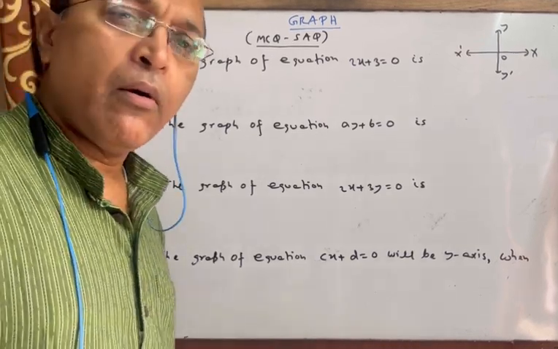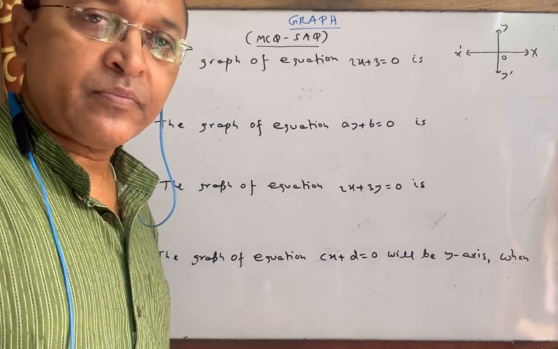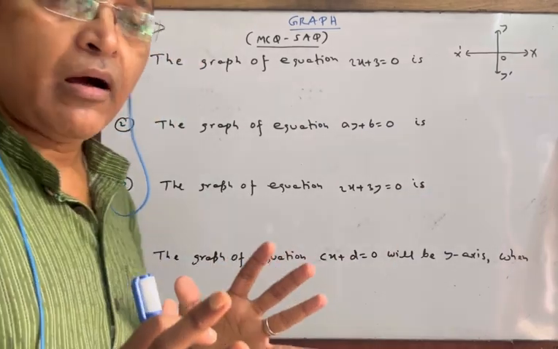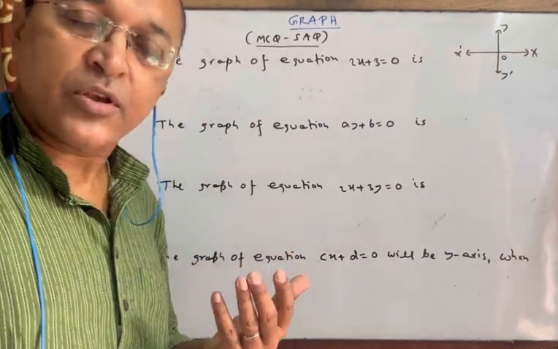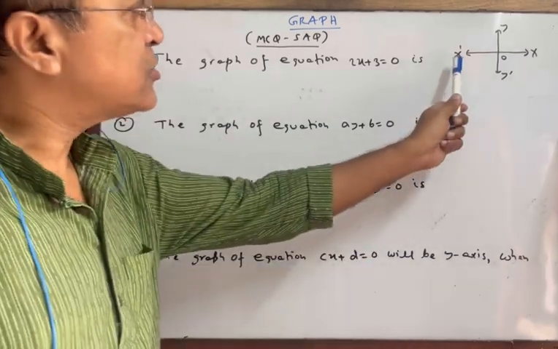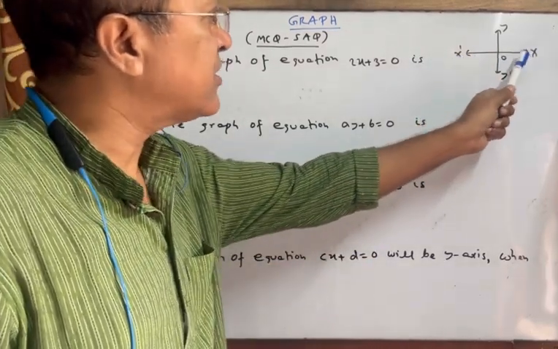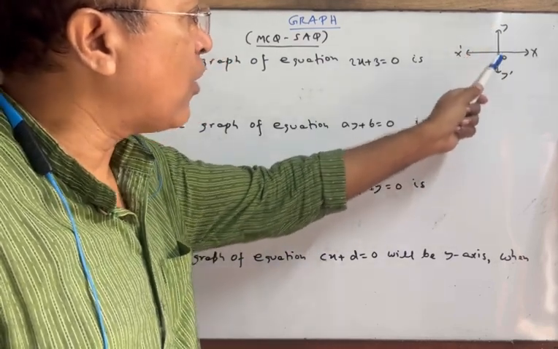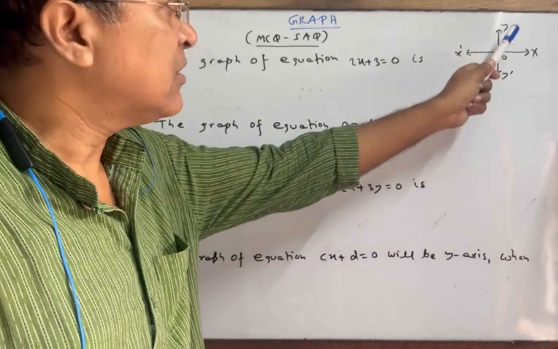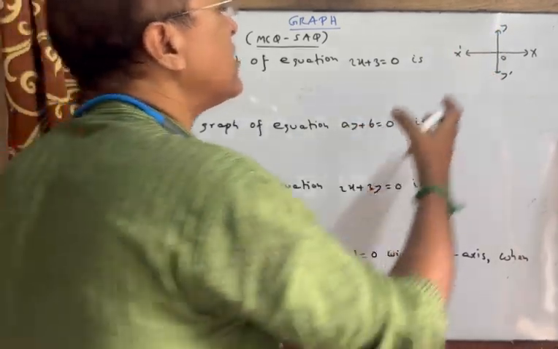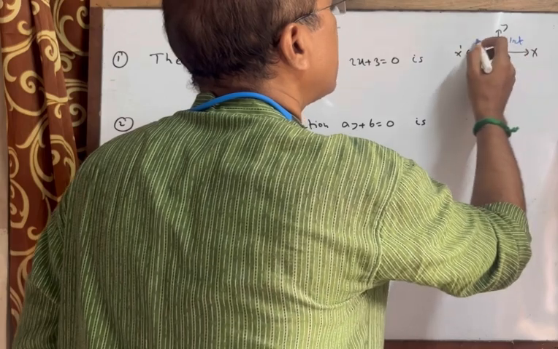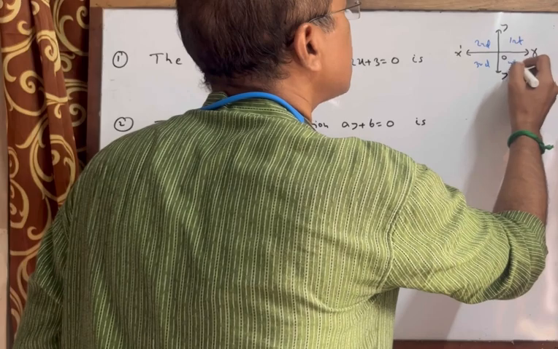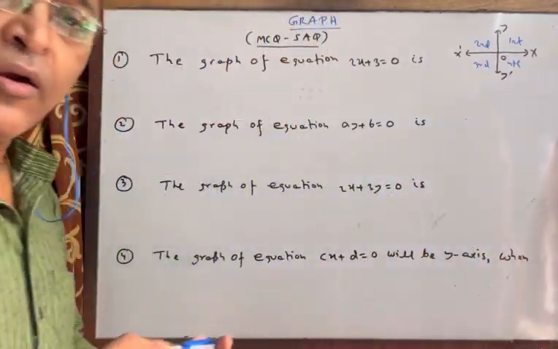So before discussing, let's take a look at the graph. What a graph is, all of you know. Just see, this one is the x-axis and that is the y-axis. X O X dash is the x-axis and Y O Y dash is the y-axis. All of you know. This one is the first quadrant, this one is the second quadrant, this one is the third quadrant, and this one is the fourth quadrant. All of you know. Okay.